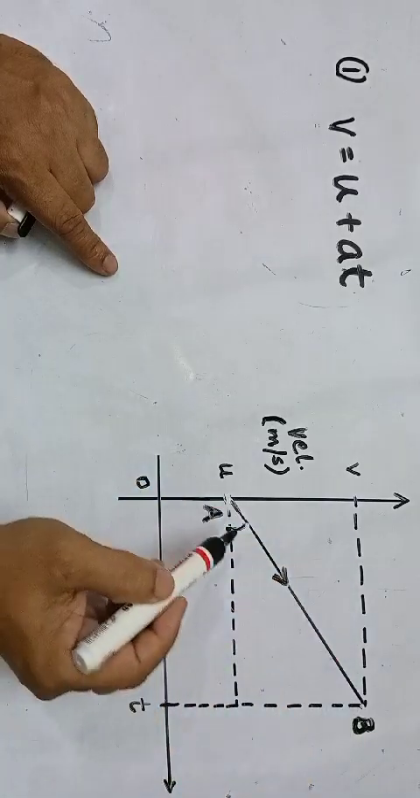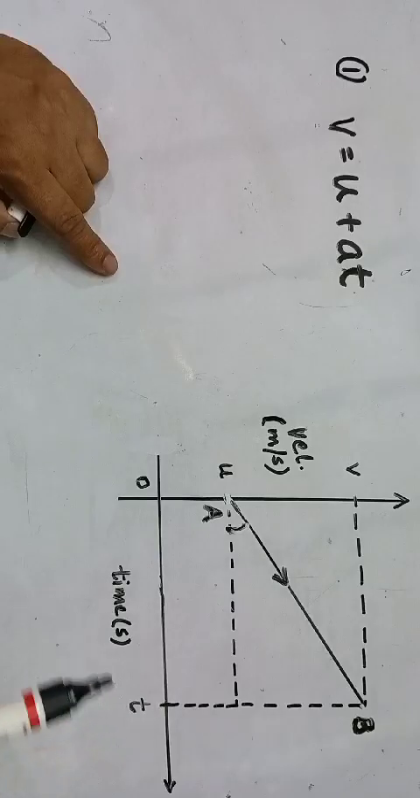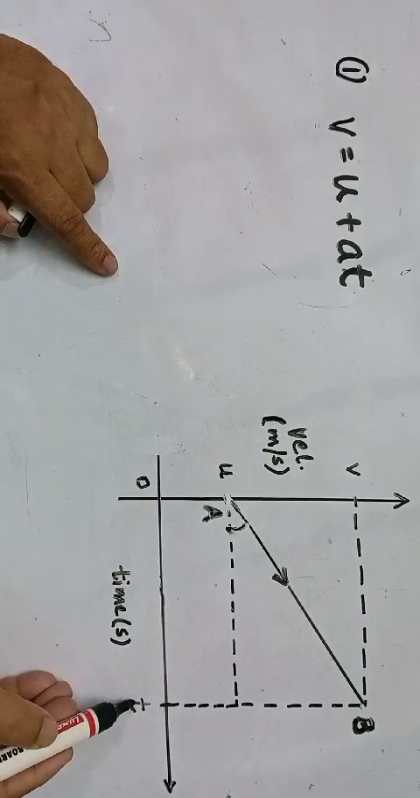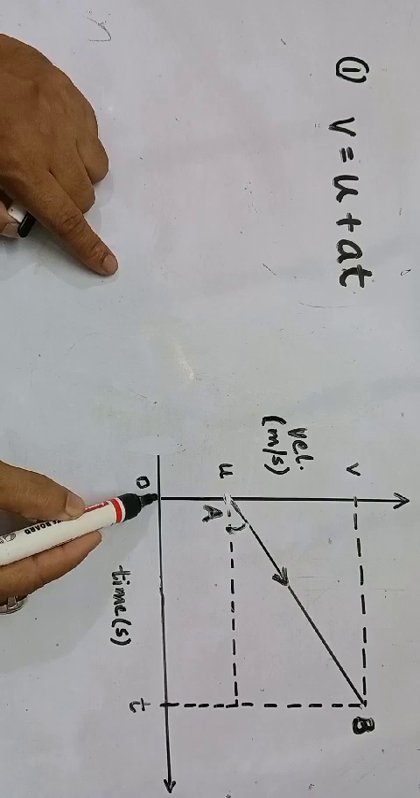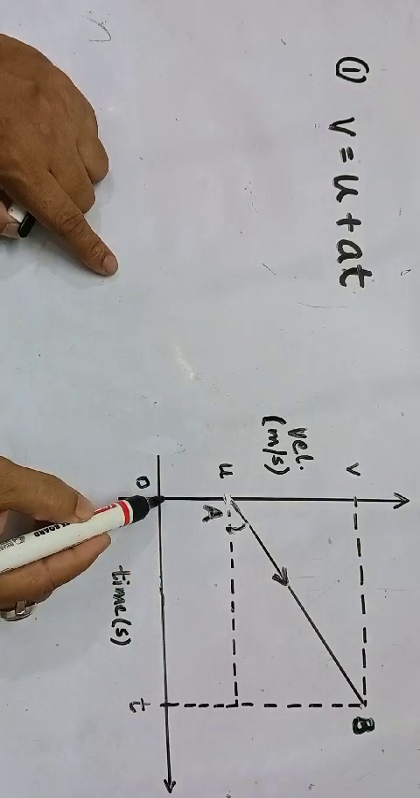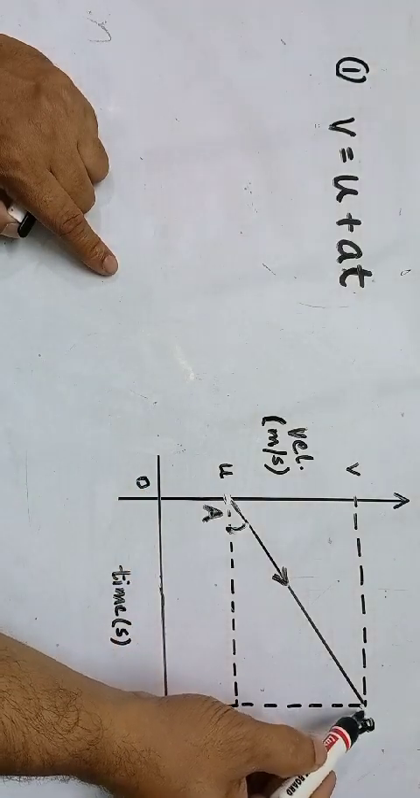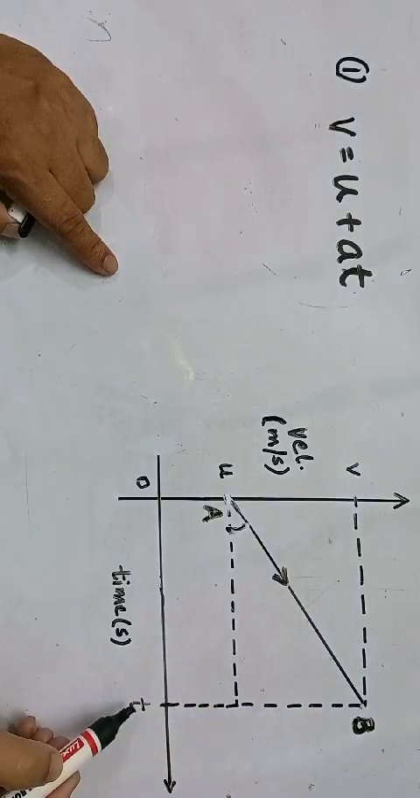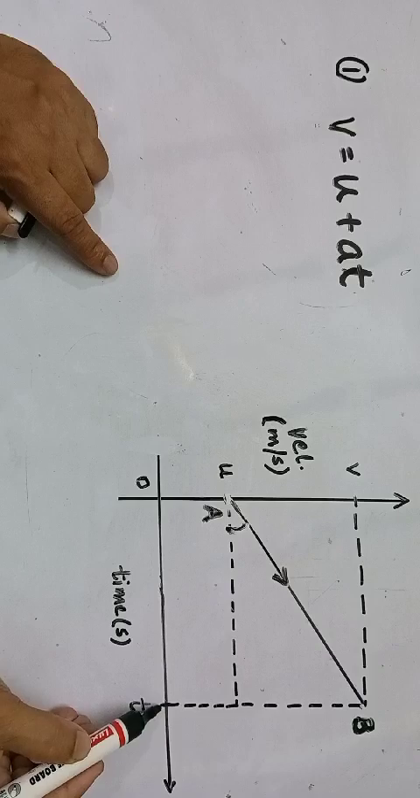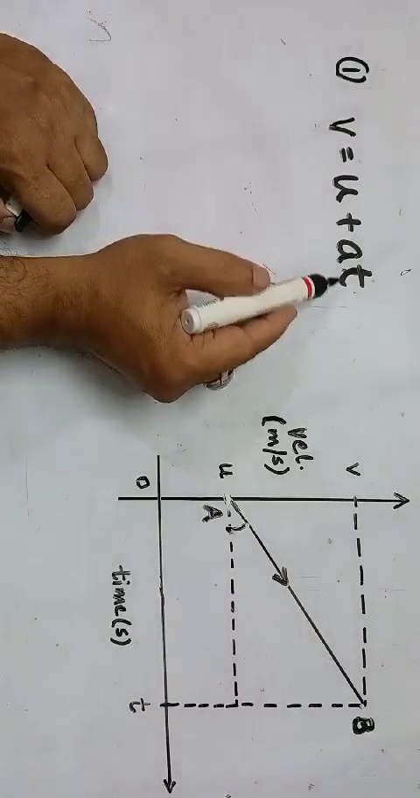So the velocity of the body has continuously increased. In how much time? You can see over here on the x-axis, the body started here, so the time was 0 when it started. And when we are considering the final point here, what is the time here? It is t. So naturally from here to here the time is t, so it is this time.